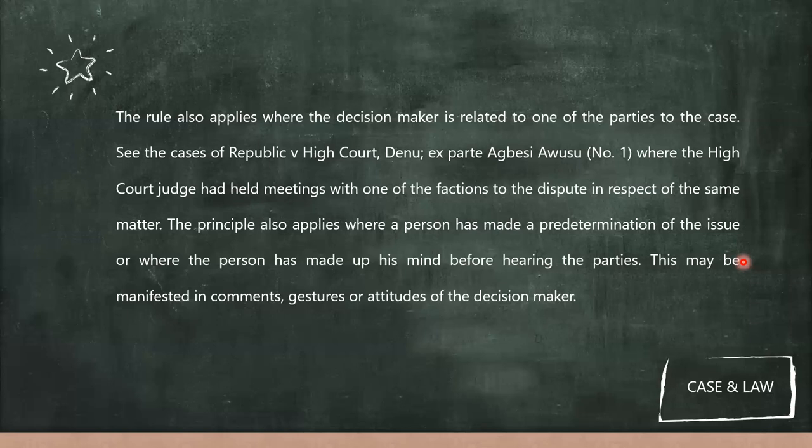Now you would know that even in this case, the judge did not relate directly to these persons. He only held a meeting with a faction. So there are situations where it could be the wife of the judge, the daughter, the husband, and there are a number of cases that try to talk about situations like this. Good.